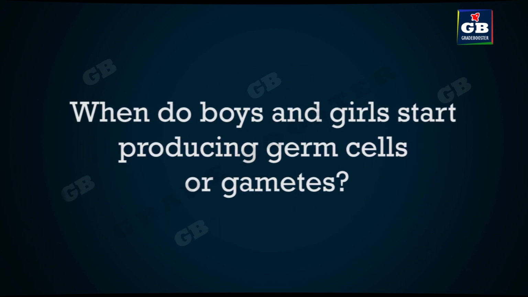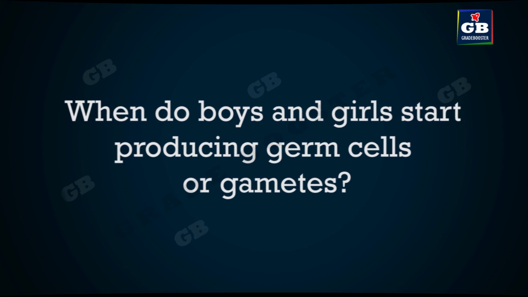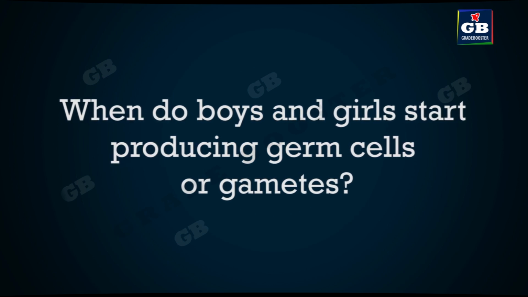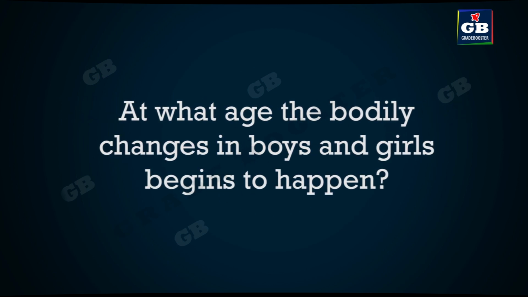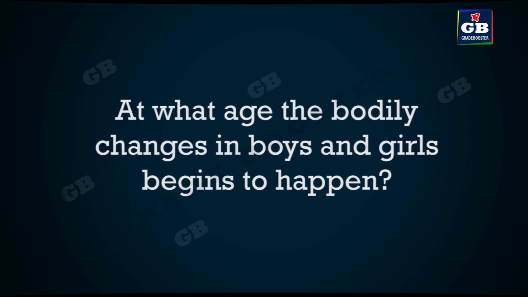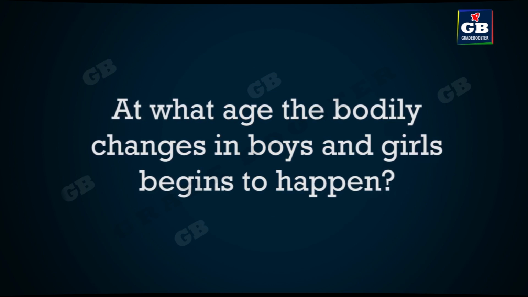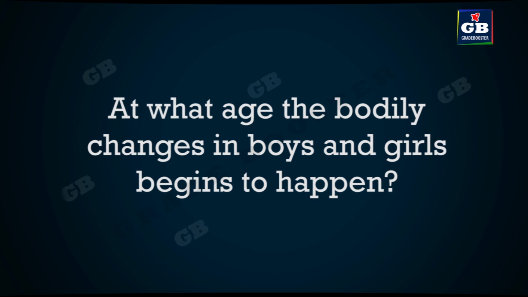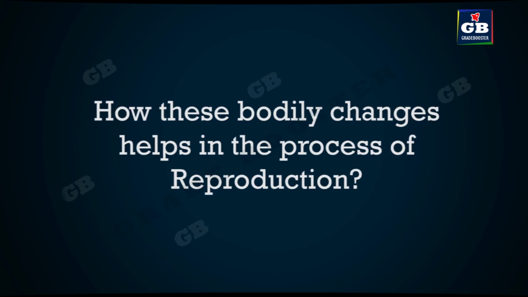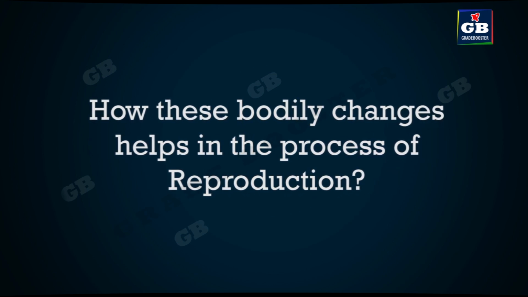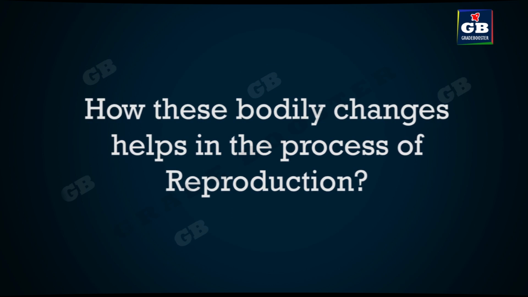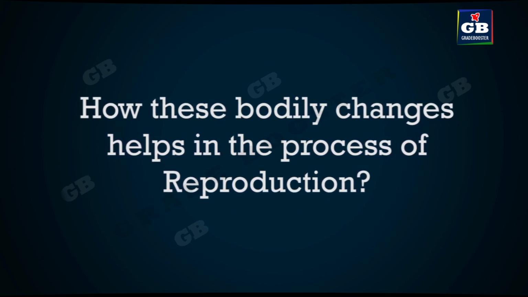When do boys and girls start producing germ cells or gametes? At what age do the bodily changes in boys and girls begin to happen? How do these bodily changes help in the process of reproduction? Let us see in detail.